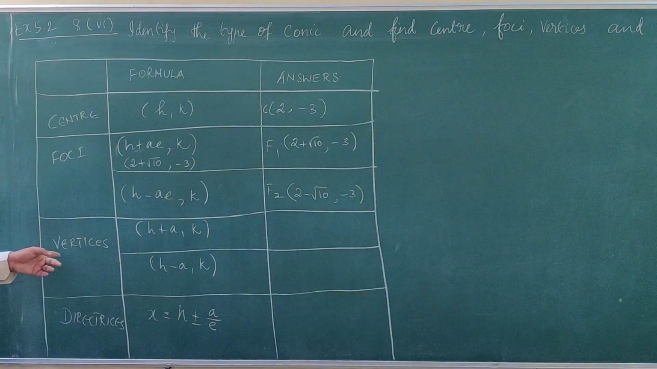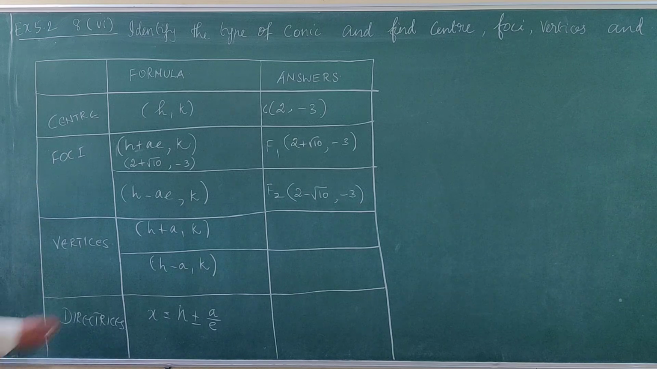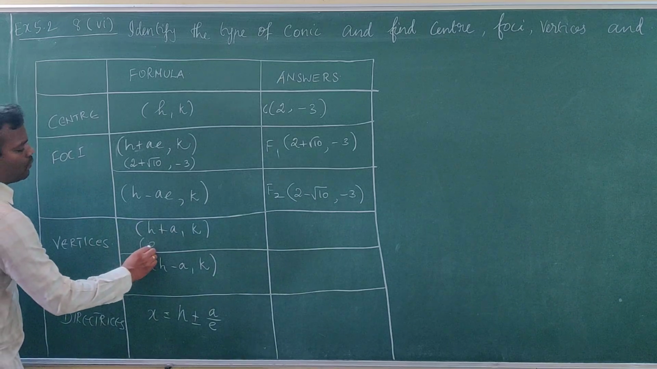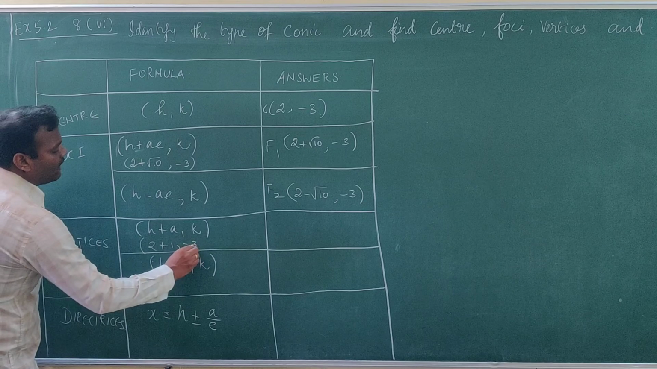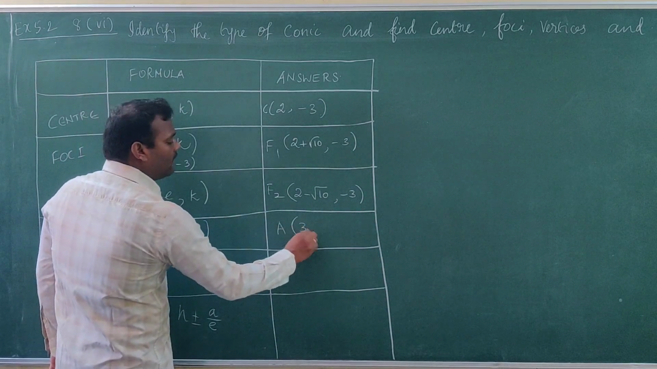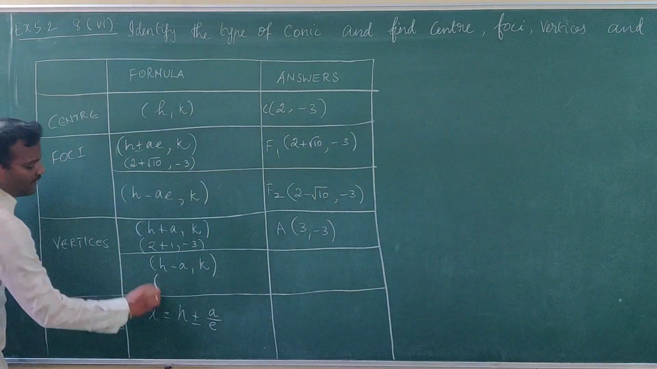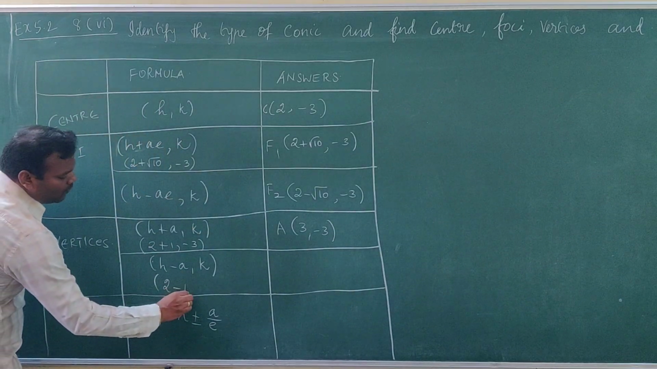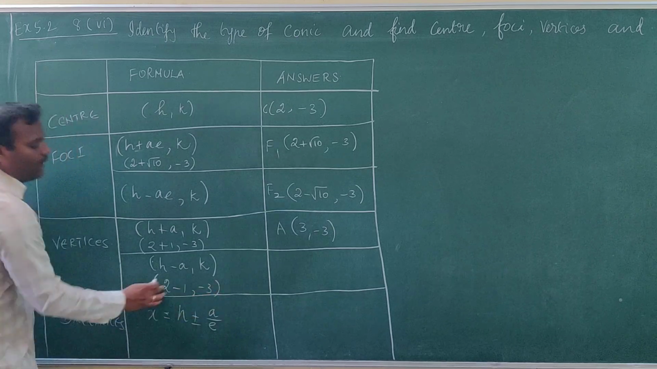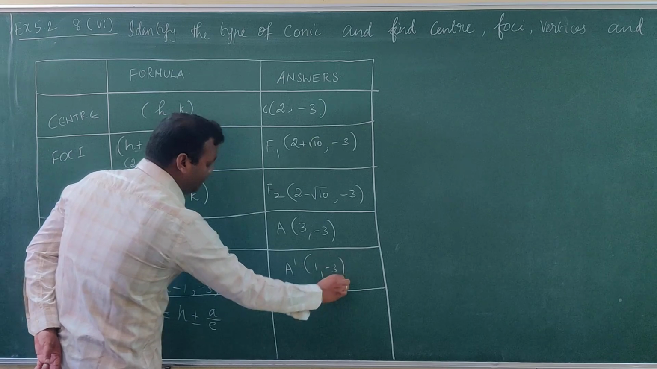And next we are going to write the vertices. For vertices you are in need of the value of a. What is h? h is 2 plus 1 comma minus 3. So 2 plus 1 is 3, so A is 3 comma minus 3. And the other value is h minus a, that is 2 minus 1 comma minus 3. So 2 minus 1 is 1, so A dash is 1 comma minus 3.